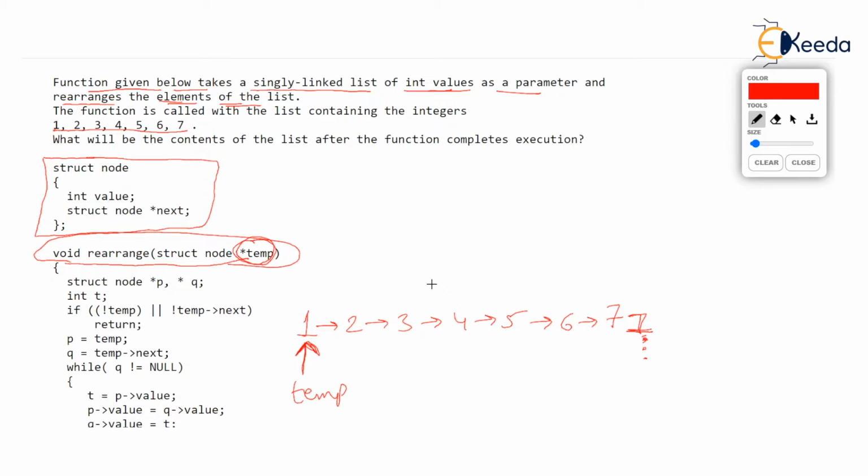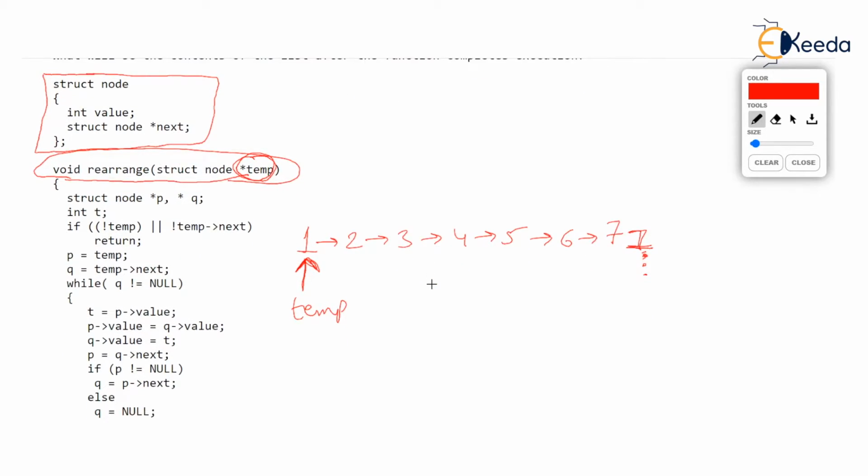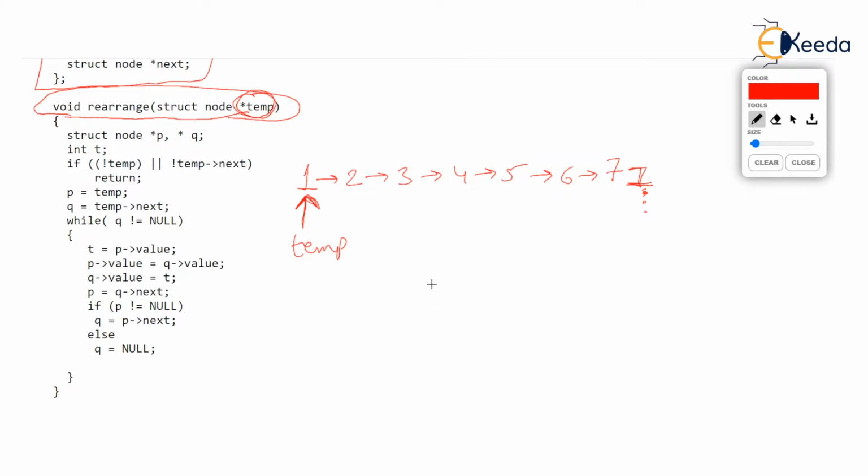Okay, let's go through the function. We know that temp points to 1, the very first node. Inside the function, there are two pointers p and q which can point to any node, and there is a local integer variable t declared. Now have a look at the if which I am marking. This function will end, that is return. Return means end the function, isn't it? If any of these two conditions are true, because 'or' is written.